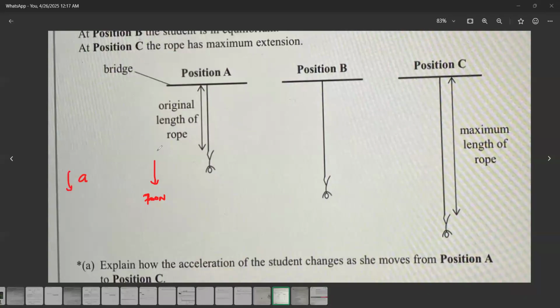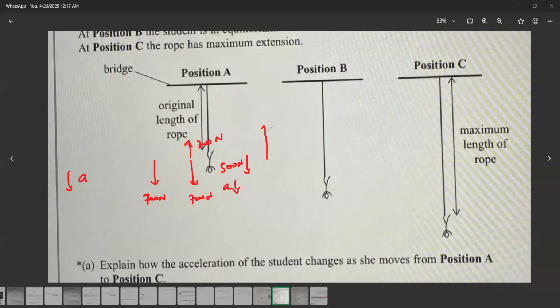Then what happened? As he's falling, the weight remains 700, but the rope is stretching, so the tension starts to increase. The tension is 200. So what happened to the resultant force? The resultant force is 500 Newton downward. So still he will accelerate downward, and his speed will increase.